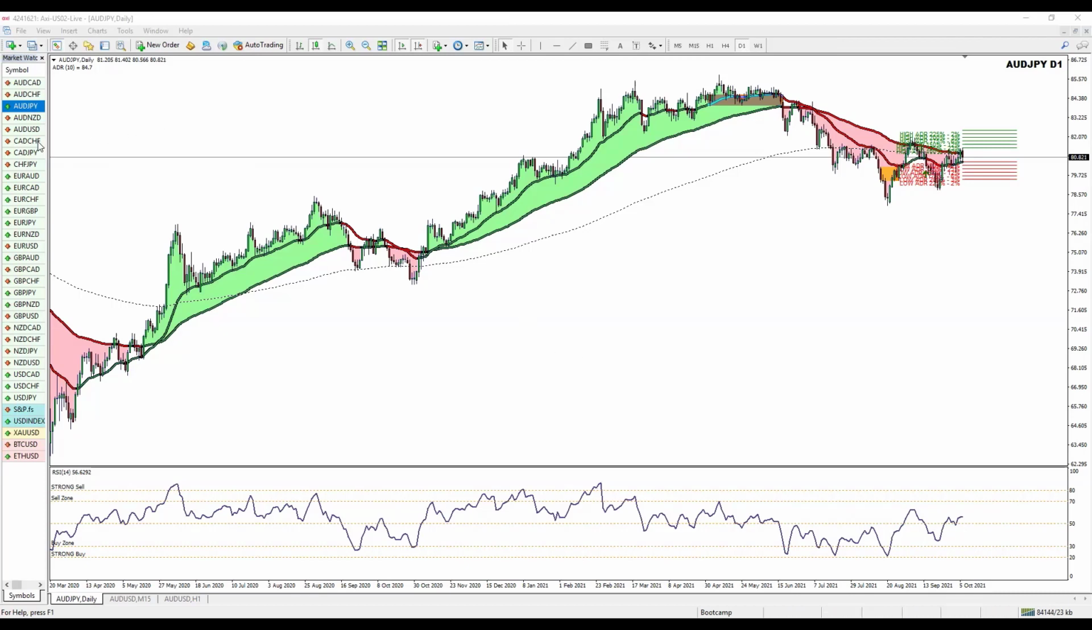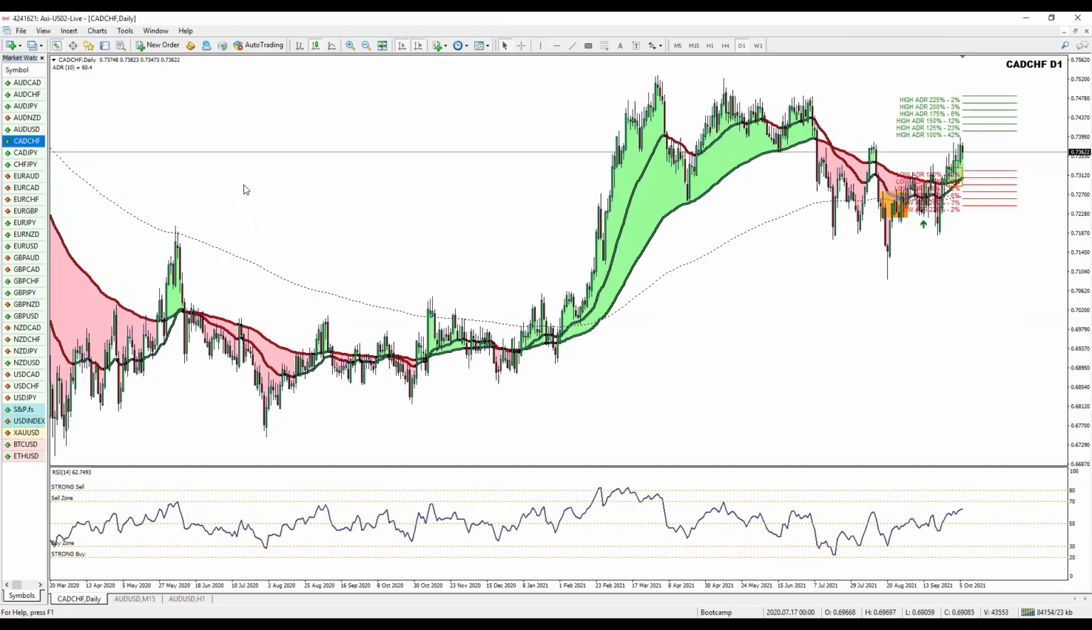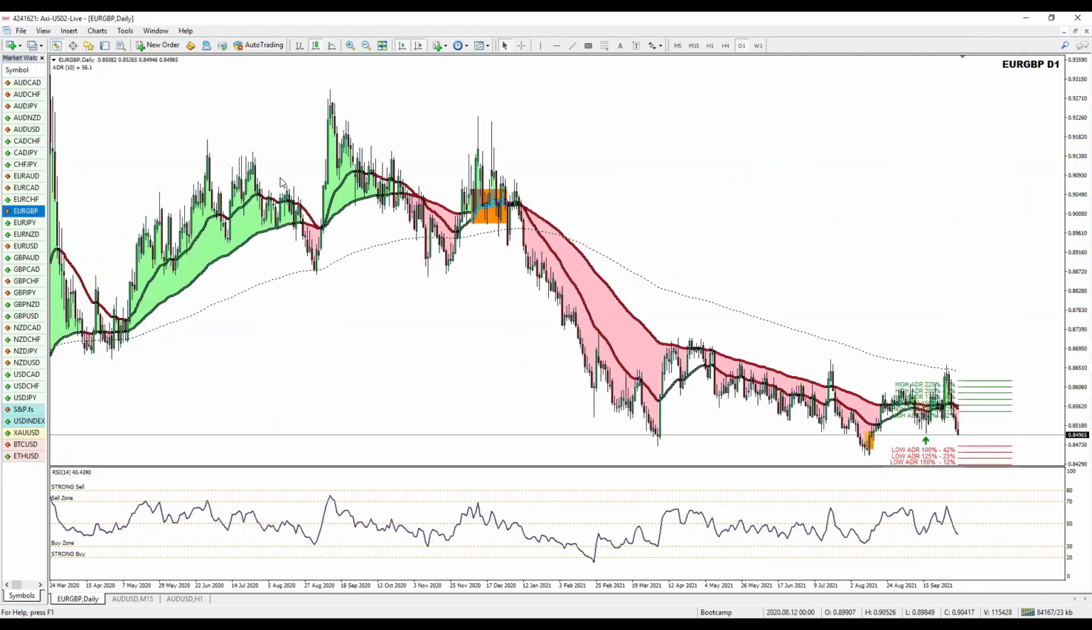Let's look at another pair. Let's look at something like CAD Swiss. If I get a long signal on CAD Swiss now, I'd probably be inclined to take that. Let's look at something like the Euro Pound. If I got a short signal now, I'd be all over it. If I got a long signal, I'd be thinking twice, because this has been coming down for months. So they're just an indicator to give you a directional trend. Here's a beautiful example of the 200.